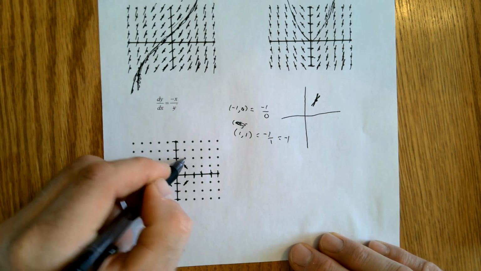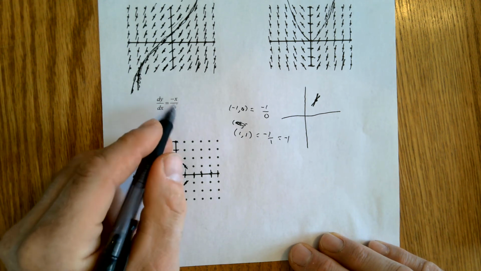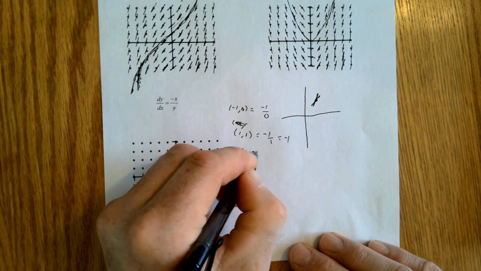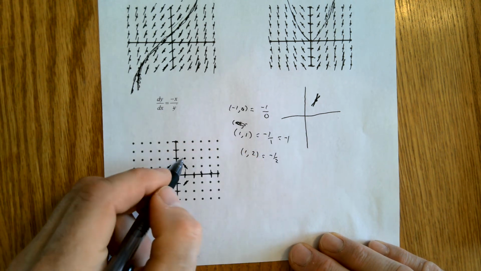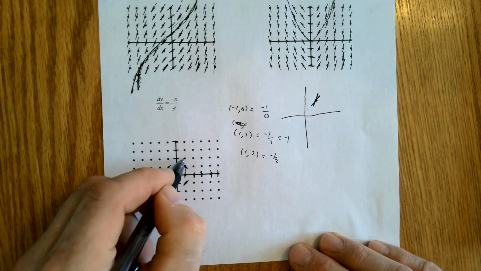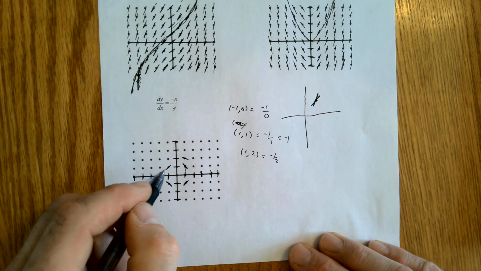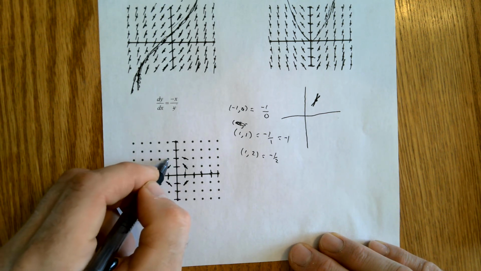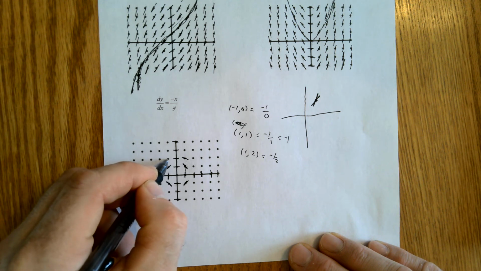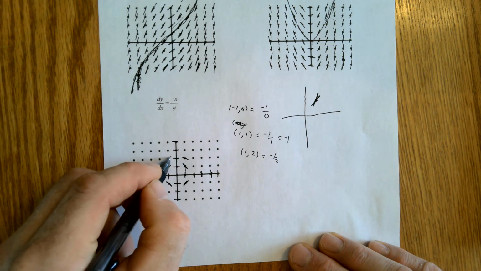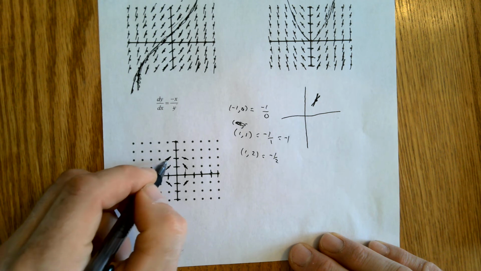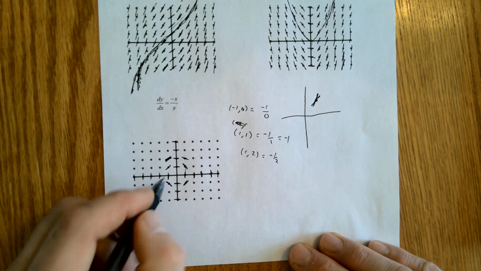Now I can come up here to 1, 2, and that gives me a negative 1 half. So negative 1 half is not going to be as steep as that one. So it's going to be something like this. Jumping over here to 1, 2, that gives me a negative 1 half, so it's going to be similar to that one there. There we go.